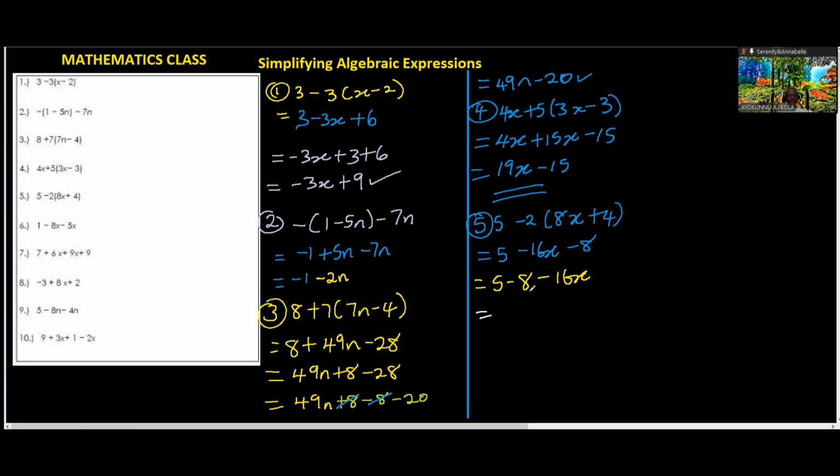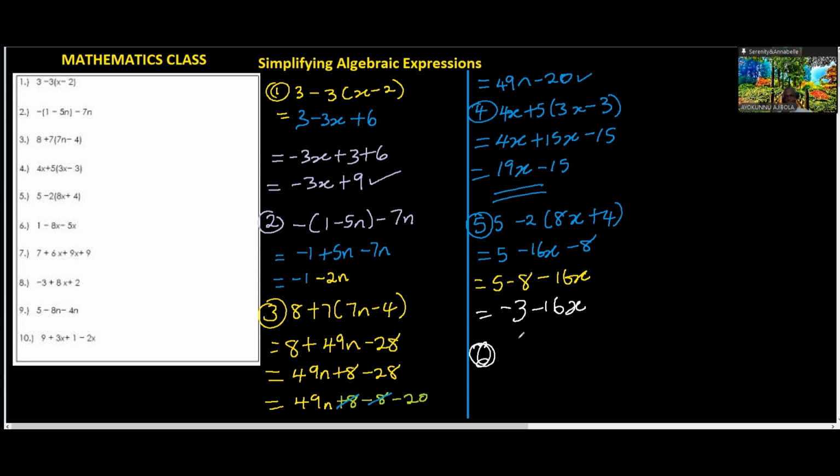Okay, 5 minus 8 is negative 3. Then we have negative 16x. If there is no x, then we'll go ahead and subtract. But since there is x, we cannot go ahead. So let's look at number 6.